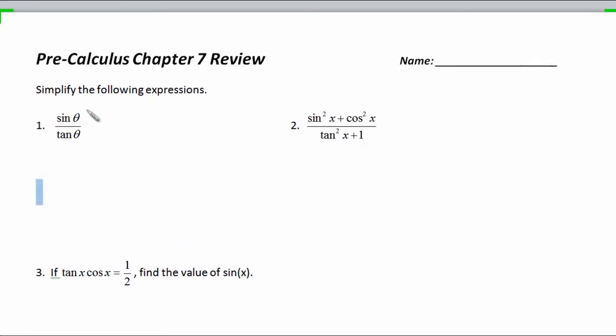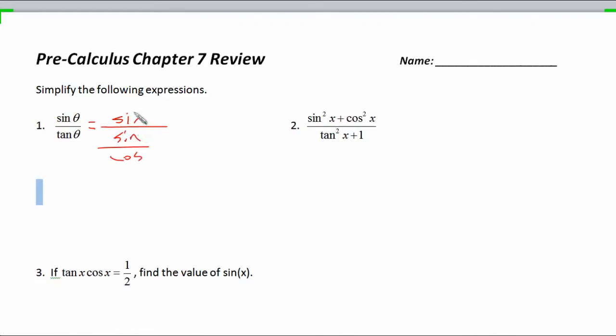And as I begin to work to solve these, simplifying these, I have the sine of theta over the tangent of theta. Remember, it's always a good idea to try to write everything in terms of sine and cosine. So that's what we'll do in this first case here. I don't really need to concern myself with whether it's theta, x, or beta, so we're going to just leave it as sine over the tangent. The tangent is sine over cosine.